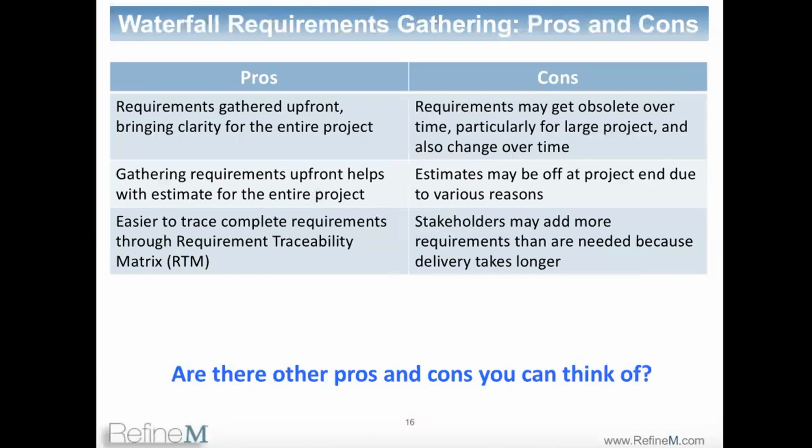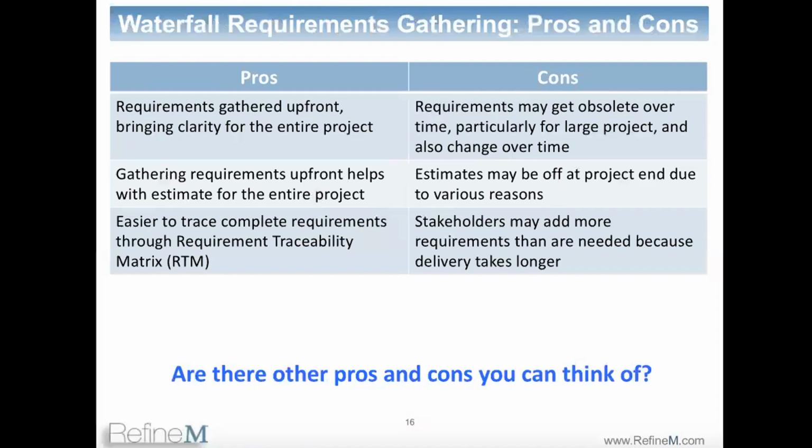Whereas in Agile projects, the estimates do not have so much significance in terms of how much the total will cost, or how much the total project will take. And also it is easier to trace complete requirements through the RTM. Normally you will have that in the Waterfall world, so you will be able to trace them.